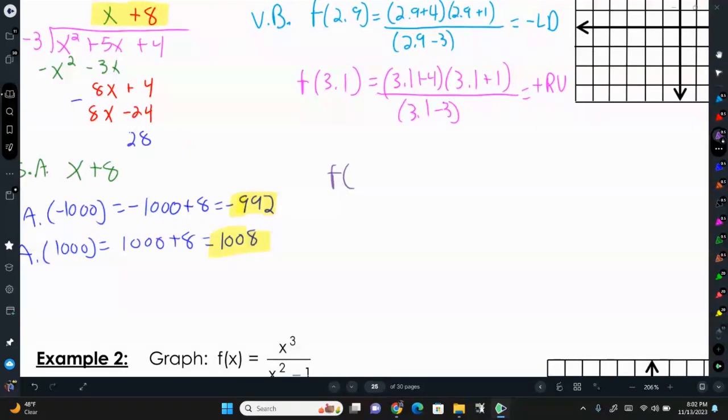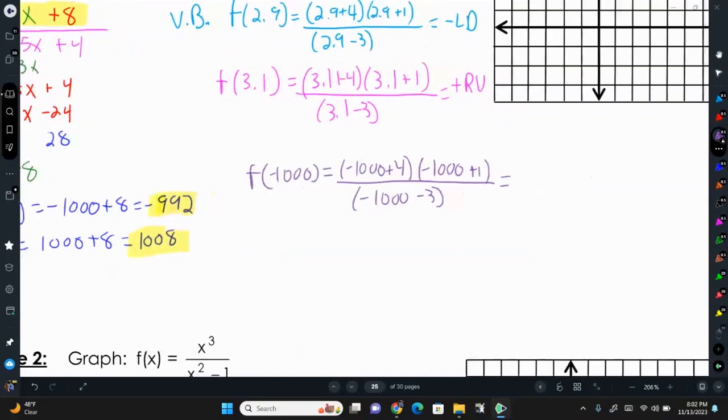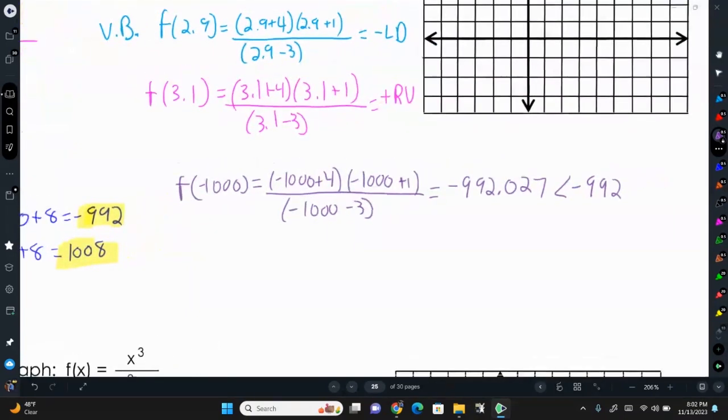So f of negative 1,000 is equal to negative 1,000 plus 4 times negative 1,000 plus 1 over negative 1,000 minus 3. When I type that into the calculator, I get negative 992.027, which is less than negative 992. So the left side is going to be below the asymptote.